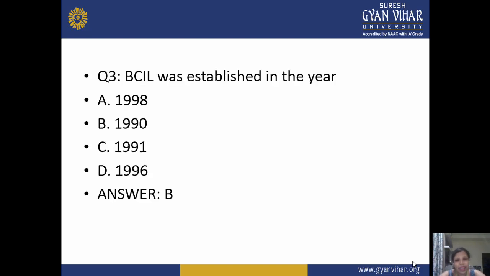Now, BCIL was established in the year: 1998, 99, 91 or 96? So the right answer is 1990. BCIL is a technology transfer agency which was developed in 1990.